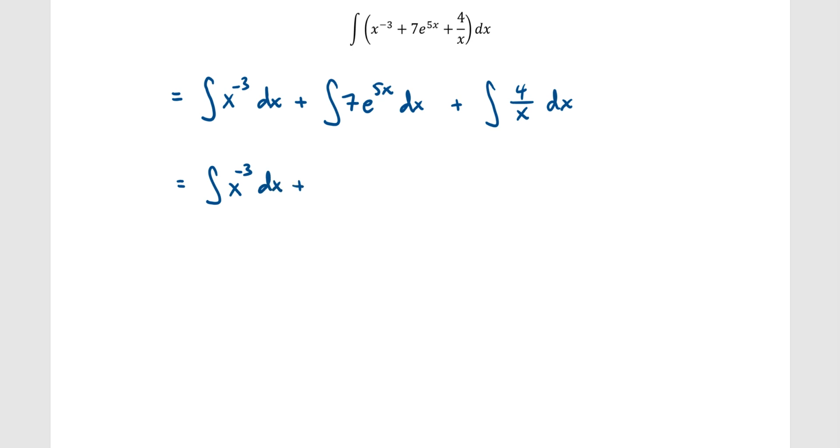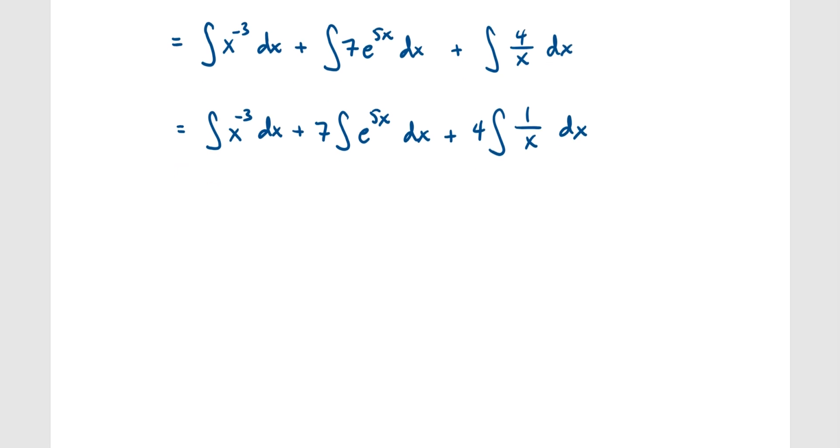The reason is because I'm going to take care of these constants that are on both of these other ones right here. I'm going to pull them out front. So it's going to be plus 7 times the integral of e to the 5x dx, and then plus 4 times the integral of 1 over x dx. So all I did was just pull out those two constants. Now let's take the integral of each one.